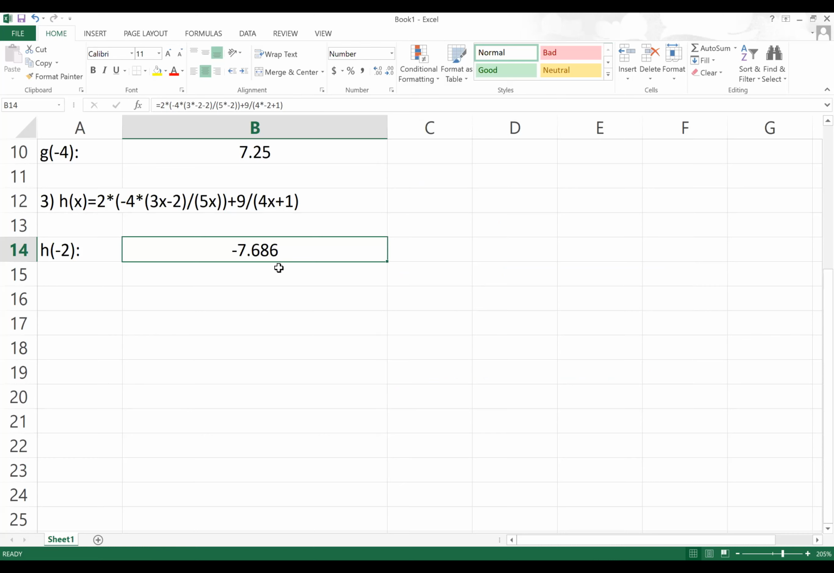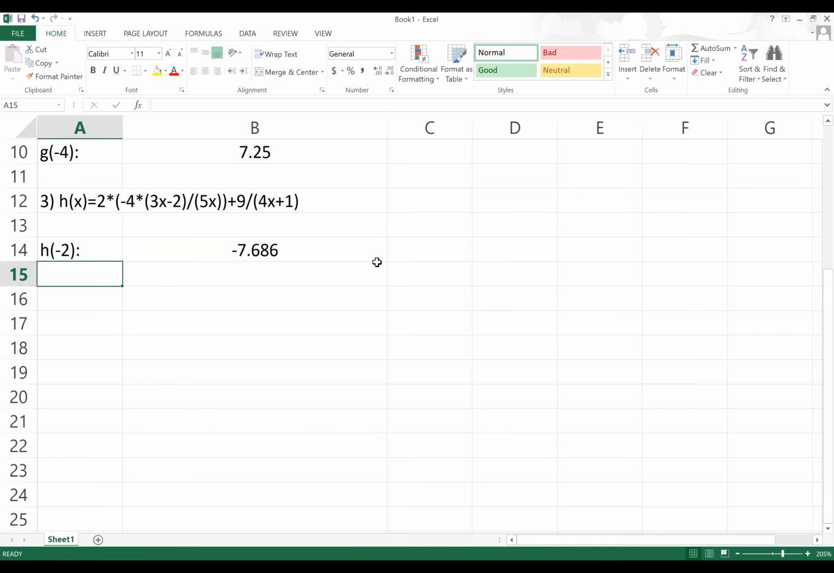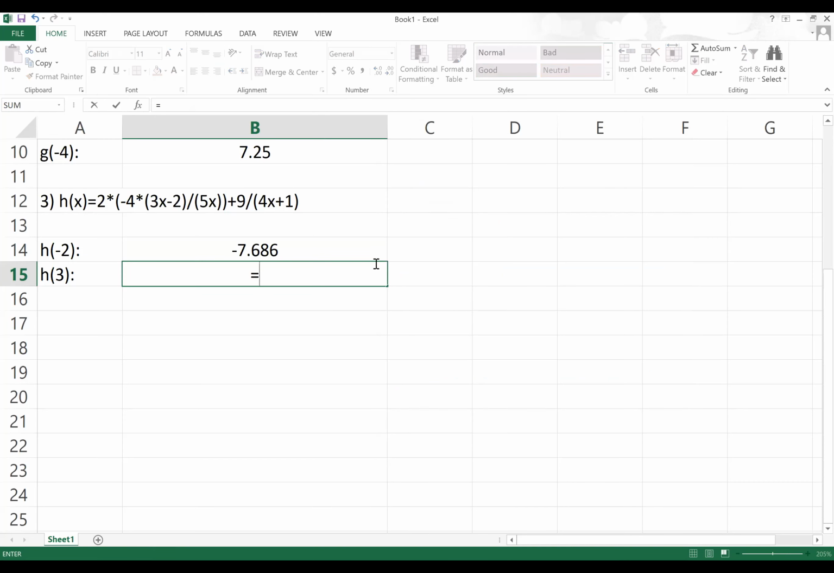Okay. Here you go. So I rounded to 3 decimal places. So h of 3. Very similar. We start with the 2 times open parentheses, negative 4, multiply by 3 times 3 minus 2. Okay, and divide by open parentheses, 5 times 3. Close that, close the big parentheses, and adding 9 divided by 4 times 3, adding 1. Let's do it, right? And your result comes up as that.